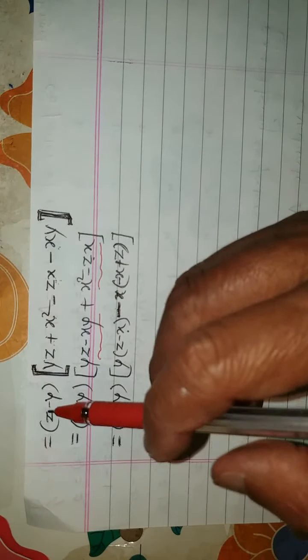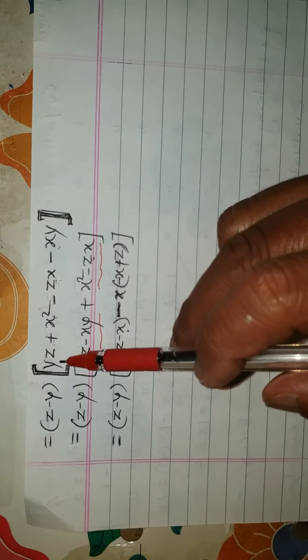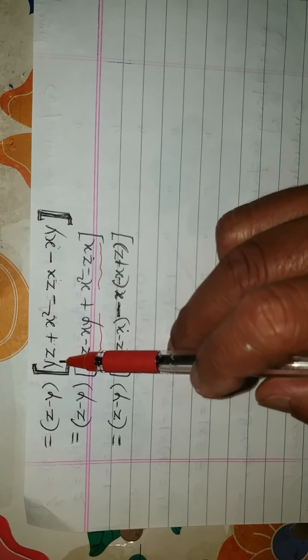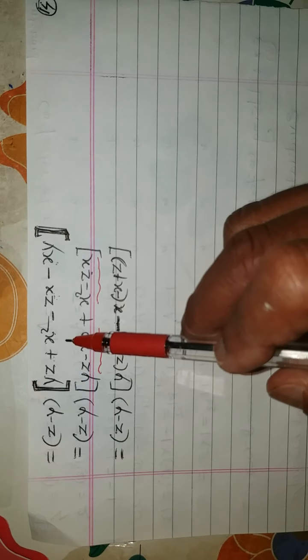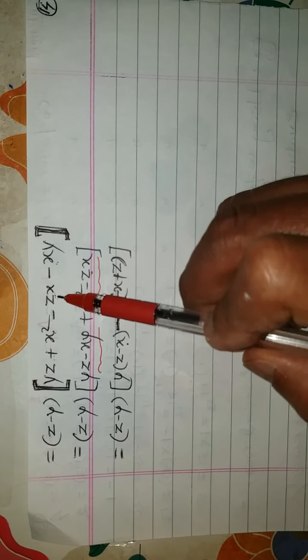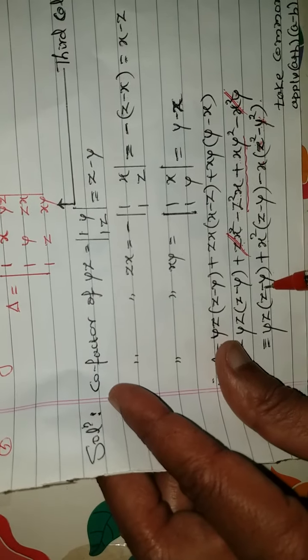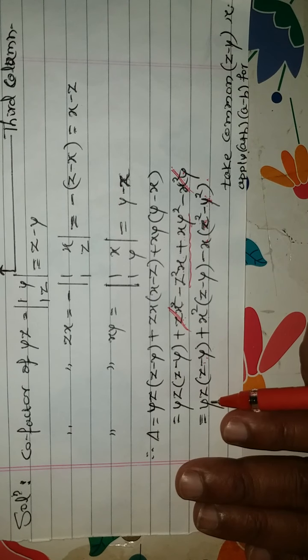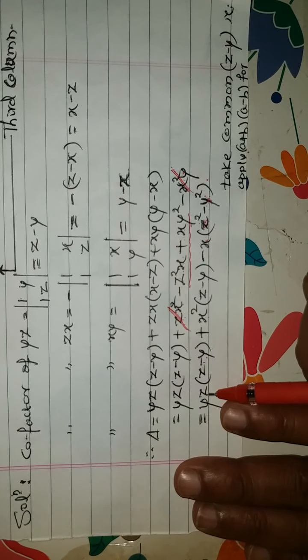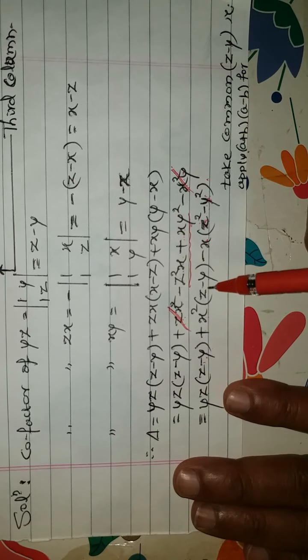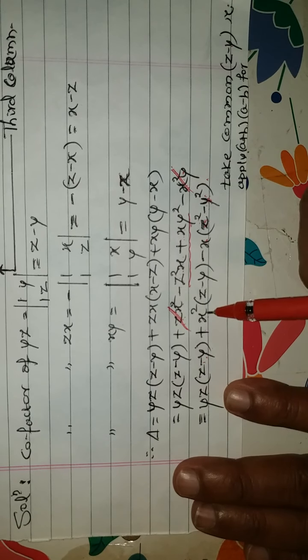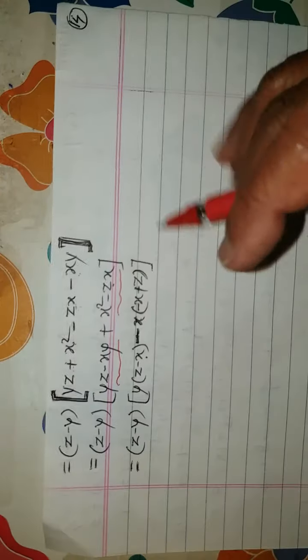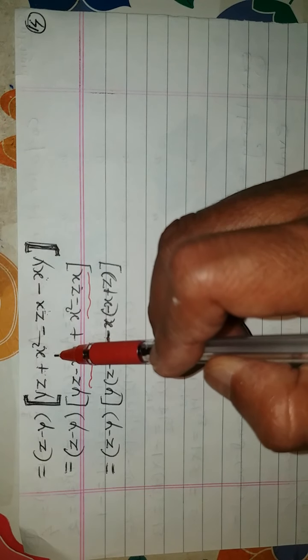Listen here in the next step. Take z minus y as a common, then what are the remaining terms? In the bracket: yz plus x square minus zx minus xy. Take z minus y as a common. The remaining first term is yz, then plus x square. Here yz plus x square. Am I right?